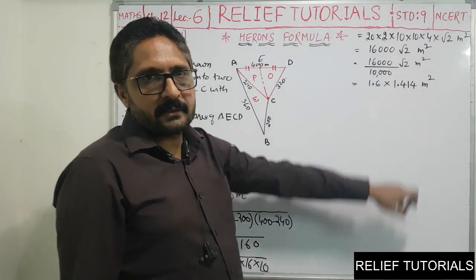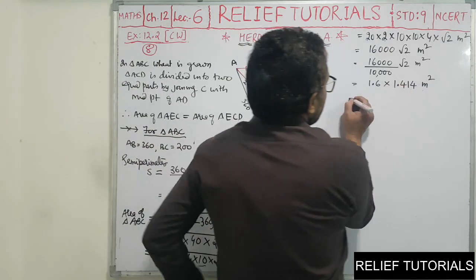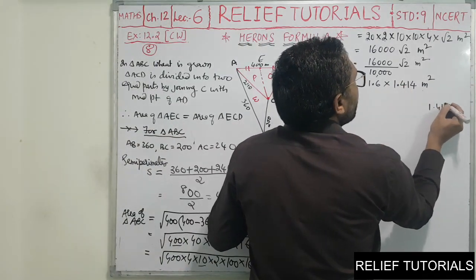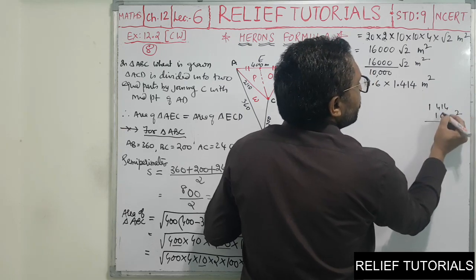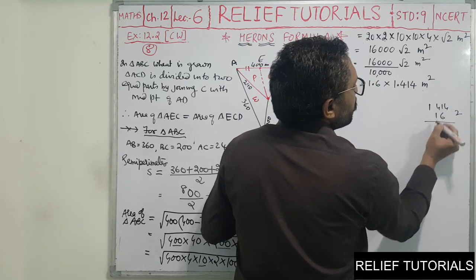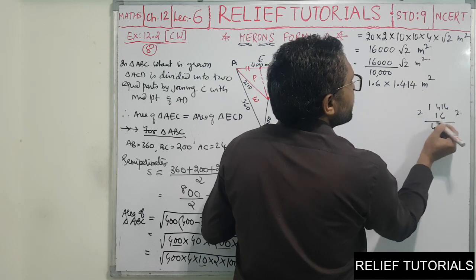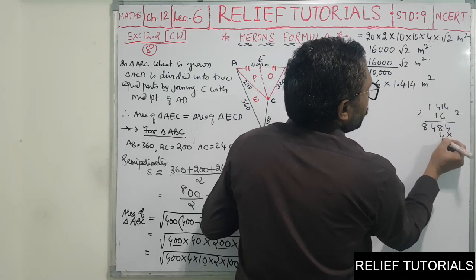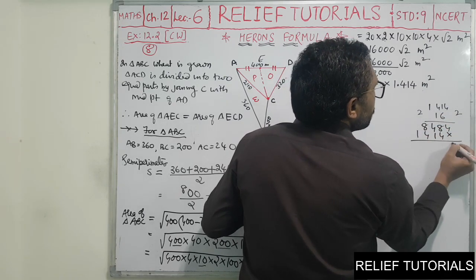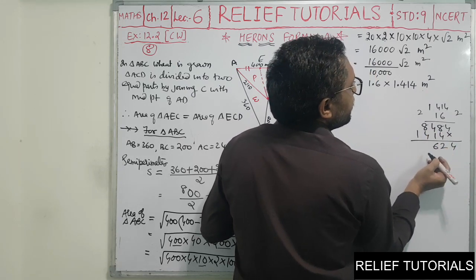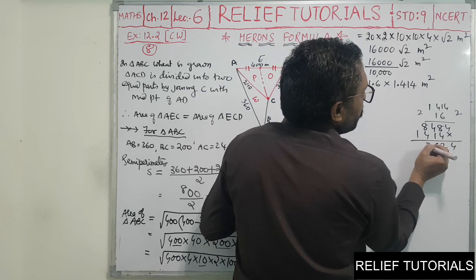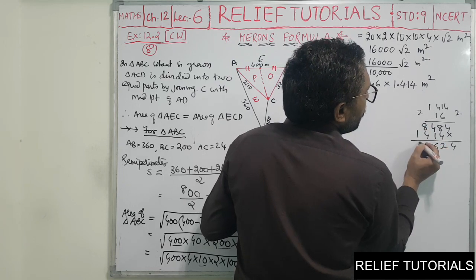Now we will multiply this. So 1.414 into 16. I am not adding the decimal yet. 6 4s are 24, carry 2. 6 1s are 6, plus 2, 8. Then the next row: 1 into 4 is 4, 1 into 1 is 1, 1 into 4 is 4. Then 8 plus 4, 12, carry 1, and so on.